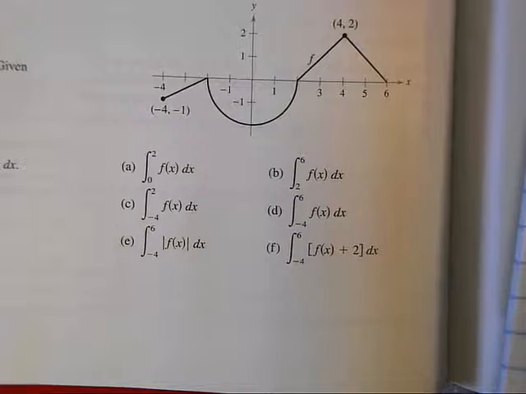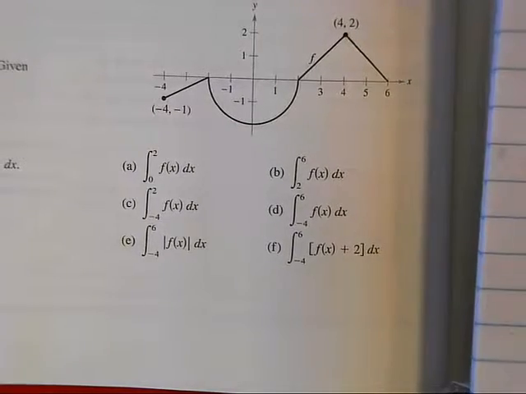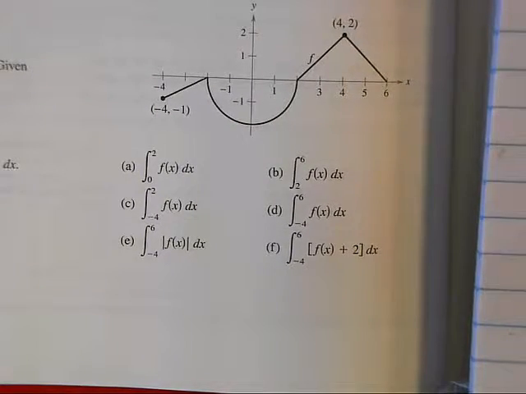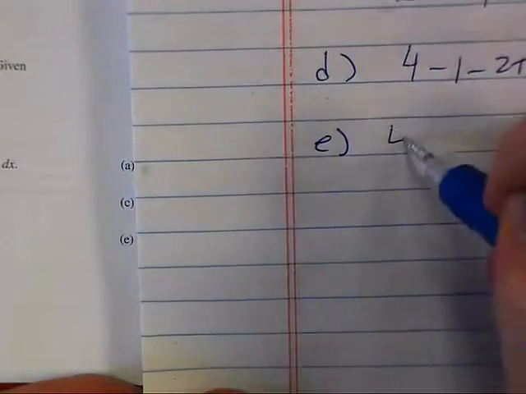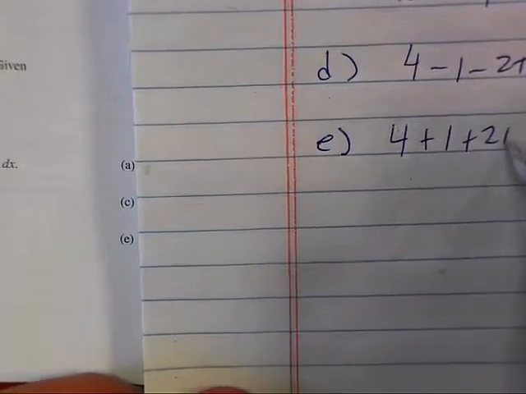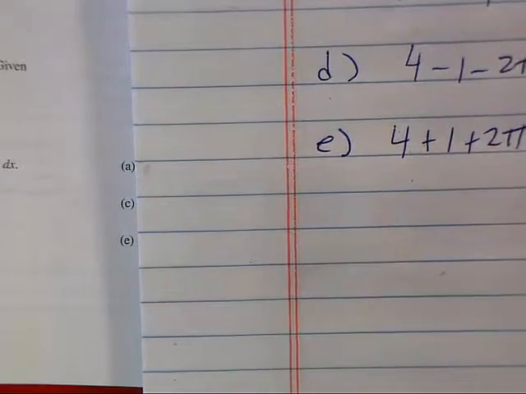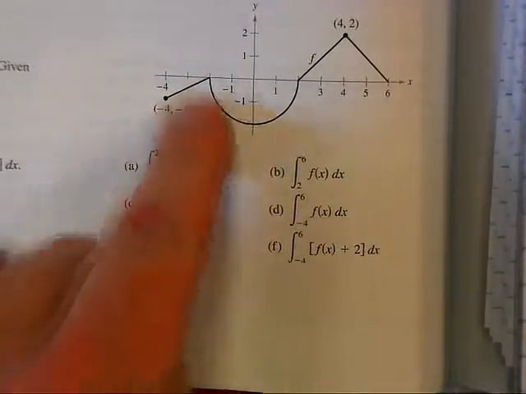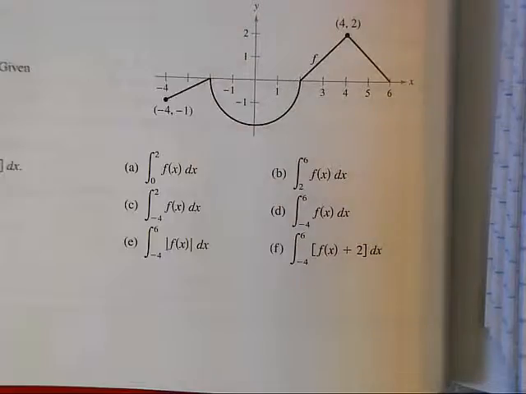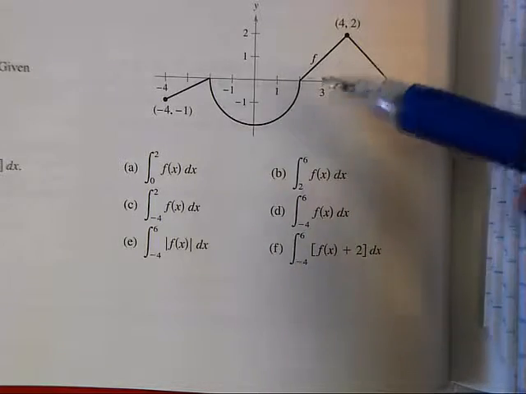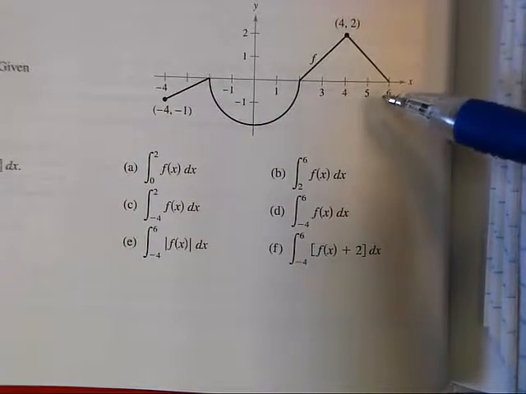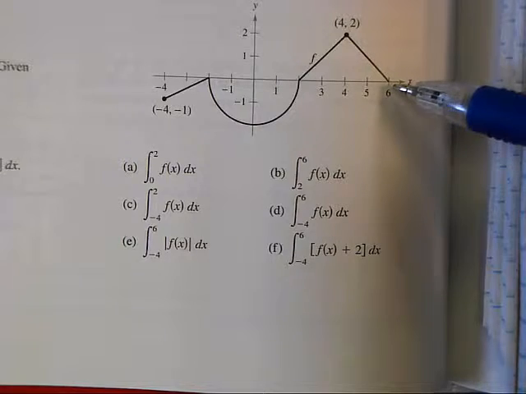Part E. The integral from -4 to 6 of the absolute value of f of x. Same thing, except change every negative to a positive. 4 plus 1 plus 2 pi. Because all that absolute value is going to do is take this part that's below the axis and flip it over and put it above the axis. What's it going to do to this part that's already above the axis? Absolutely nothing. It's going to leave it right there.